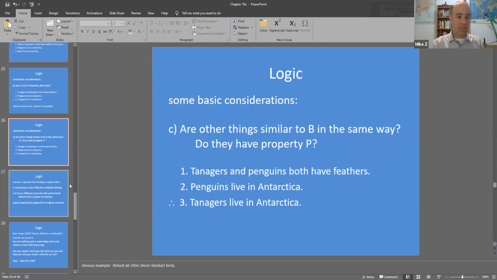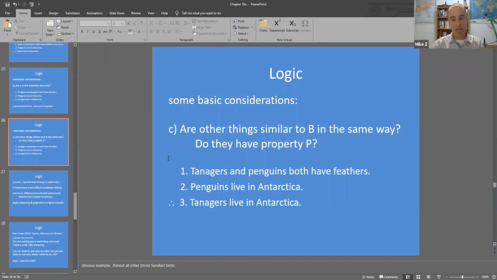One more thing to mention here. Are there other things besides A, the thing that we're using, that are similar to B in the same sort of way, but those other things that are similar to B lack property P? And that, of course, is also the case in our tanager example.